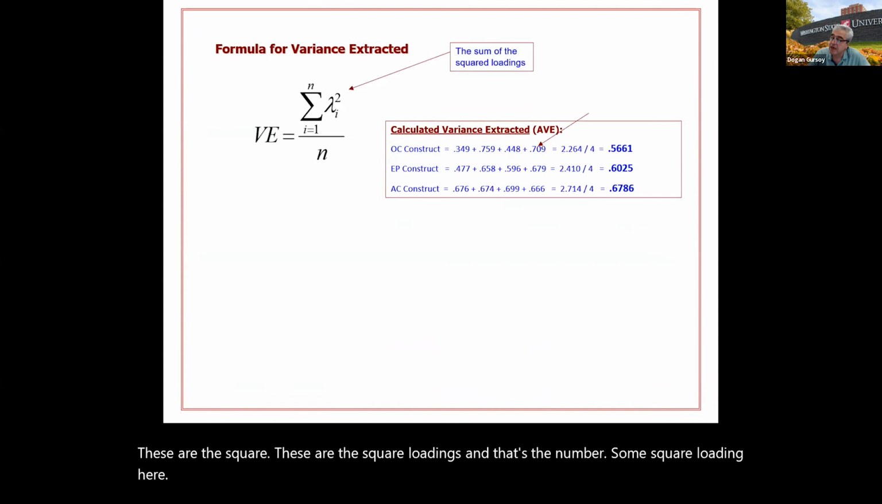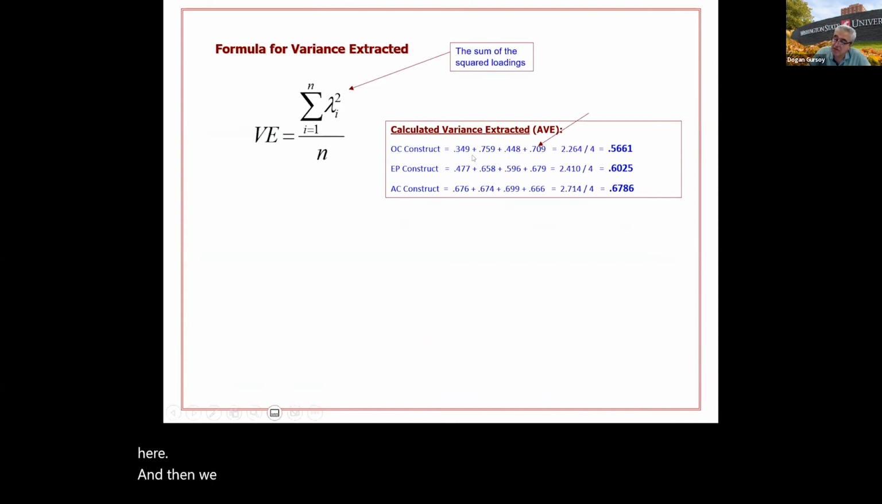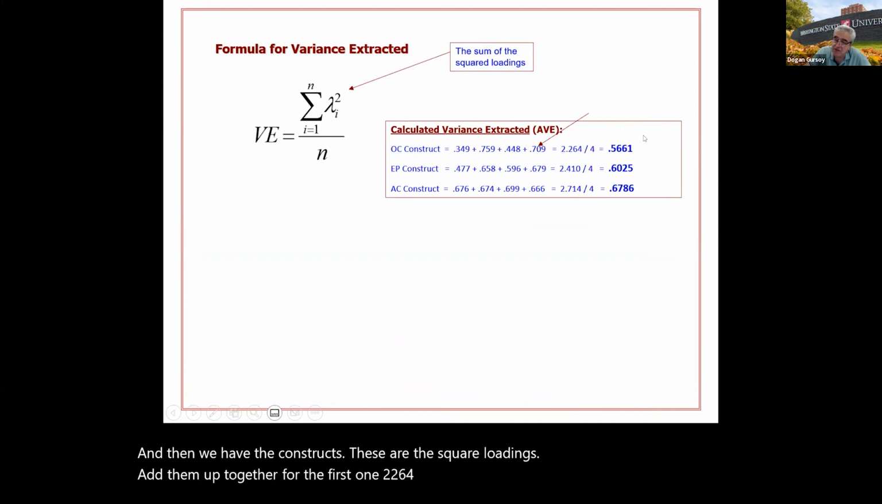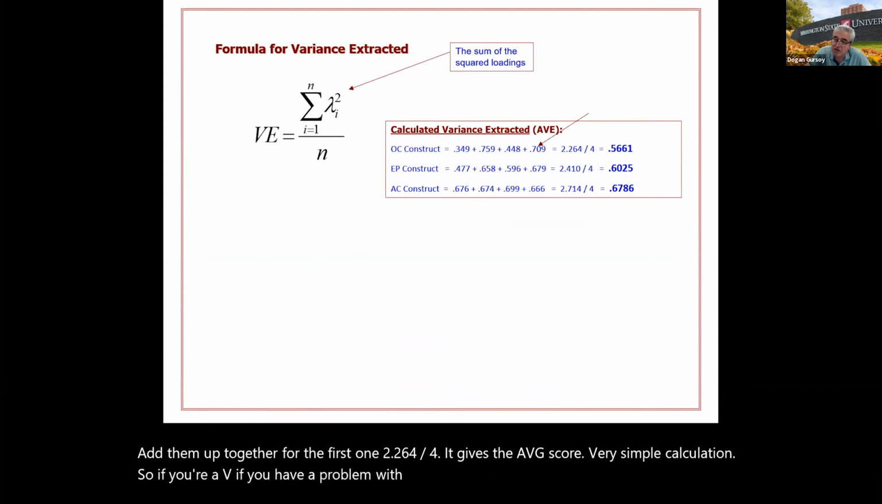Okay, and then we have the constructs. These are the square loadings. Add them up. You get for the first one 2.264 divided by 4. It gives the AV score. Very simple calculation. So if you have a problem with the AV score, you can figure out why you have a problem if you know how to calculate this thing.